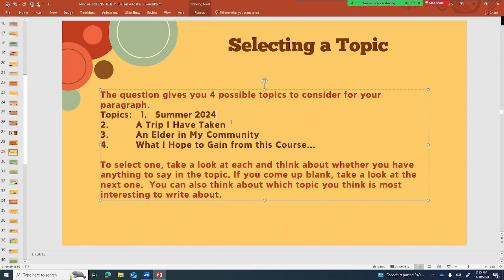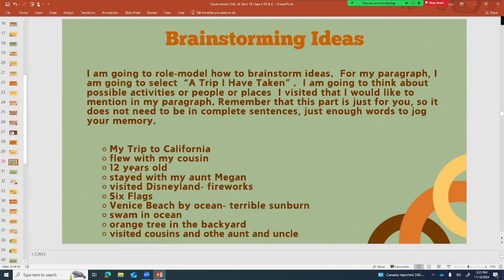Sometimes what I would do is, oh, I like this one and this one. I'd take 5 minutes and write down some ideas. Whichever one I had more for is the one I would pick, because it'll be easier to write if you've got more ideas. So, brainstorming ideas. I'm going to role model how to brainstorm ideas. For my paragraph, I'm going to select a trip I've taken, and I'm going to think about possible activities or people or places I visited that I'd like to mention in my paragraph.